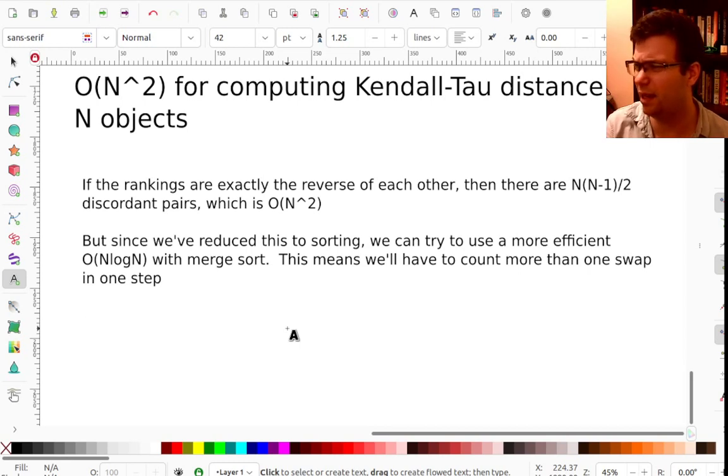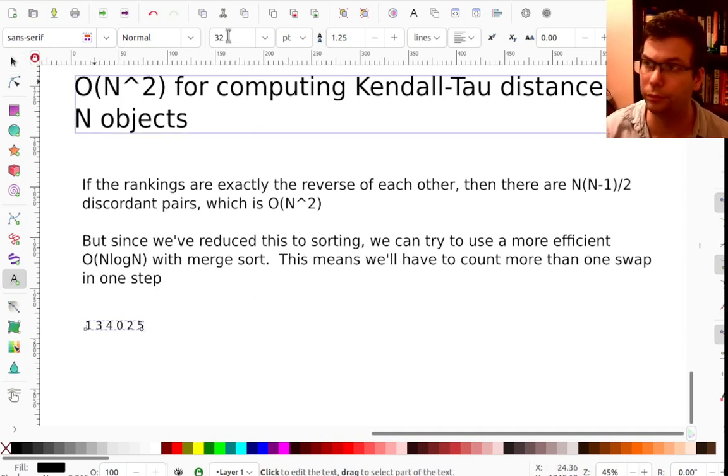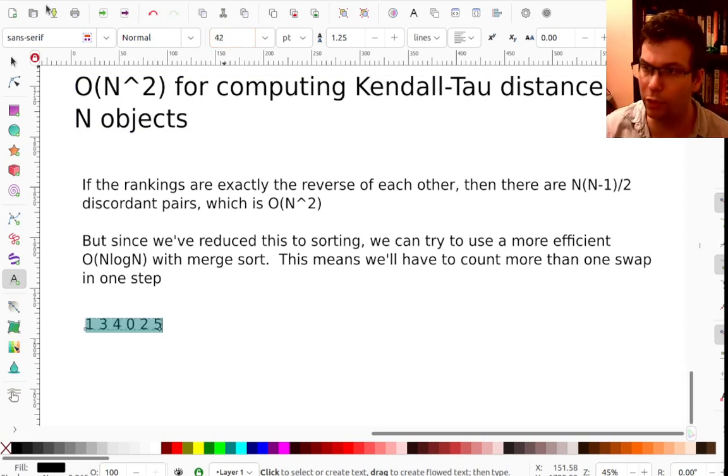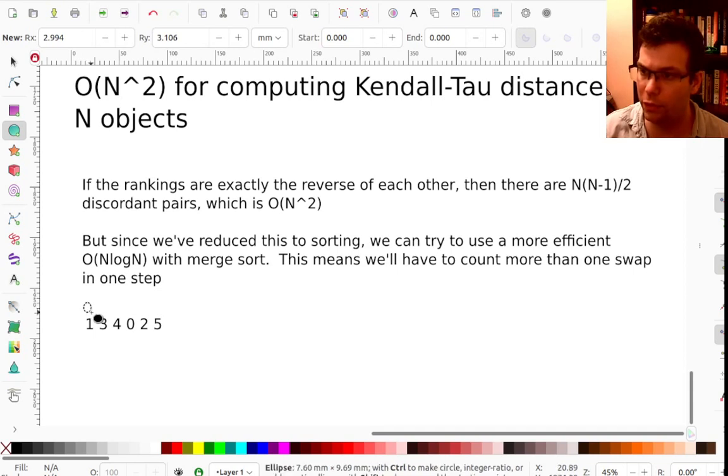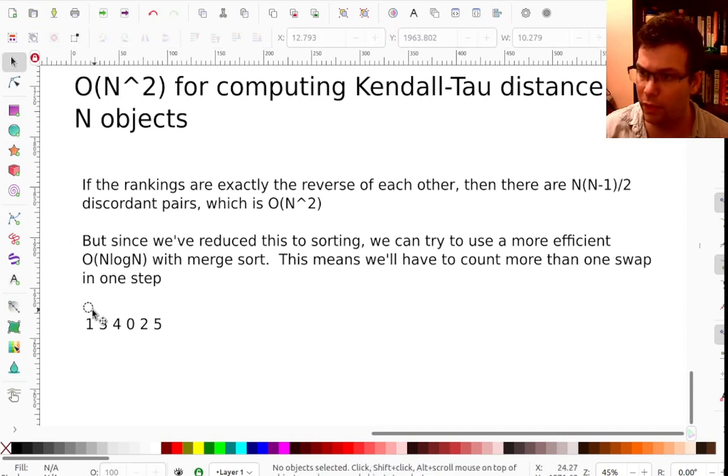So let's say that I had the rankings, okay, I'll use 6 elements. I'll say maybe 1, 3, 4, 0, 2, 5. Okay, let's try that. All right, so we're going to do merge sort now. Notice, we're at the point where the left half of this is sorted and the right half of this is sorted, and now we just need to do the merge.